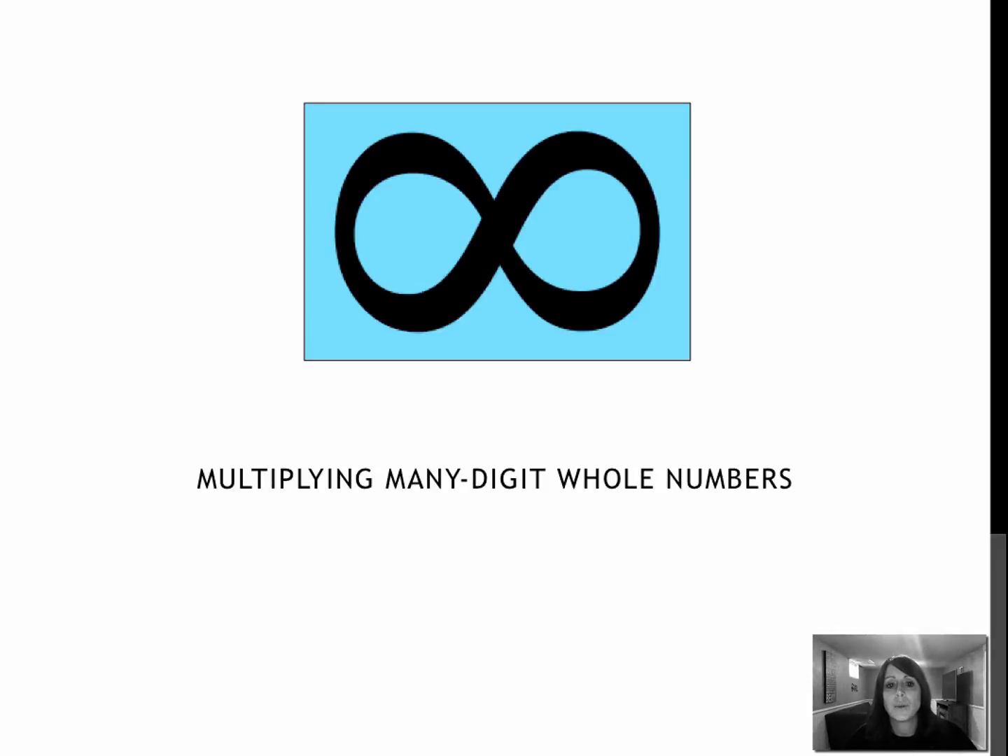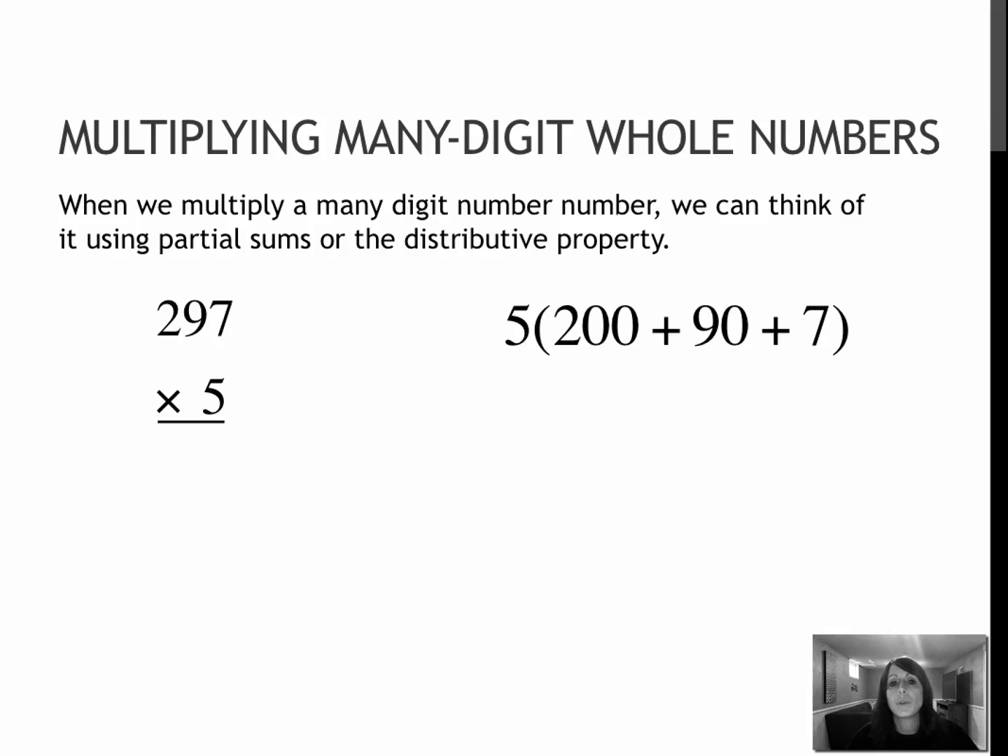Quite often we're asked to multiply many-digit whole numbers, so we are going to learn how to do that in this lesson. When we're multiplying many-digit numbers, what we're going to do is essentially take 5 times each of the values. So one way to think about this is to think about 297 as 200 plus 90 plus 7. So notice I've broken it up into hundreds, tens, ones. When I do that, now if I take 5 times 200, that gives me 1,000.